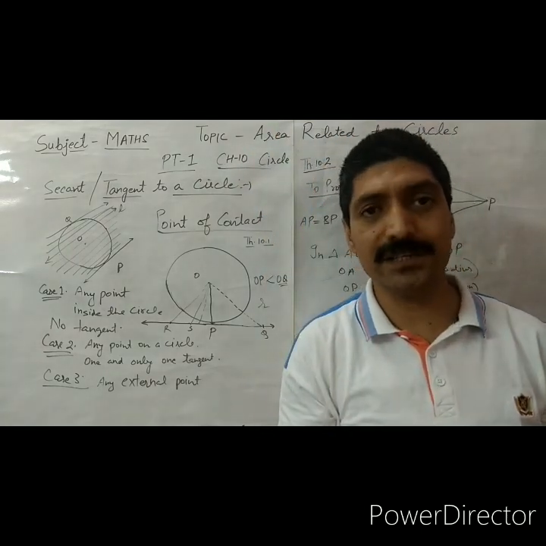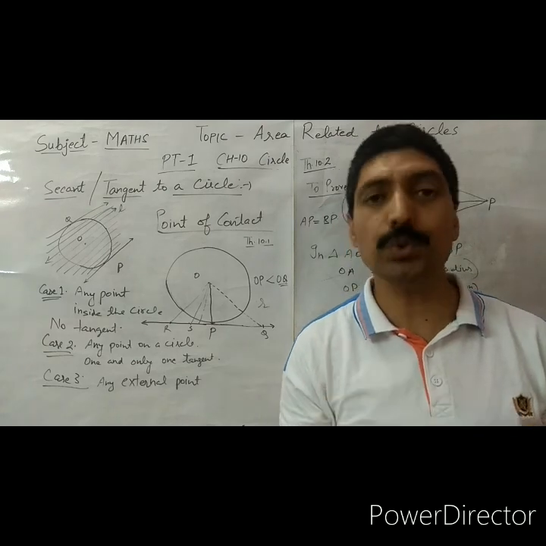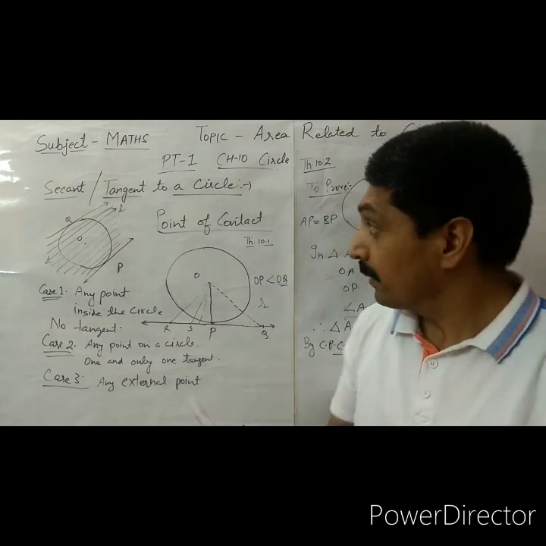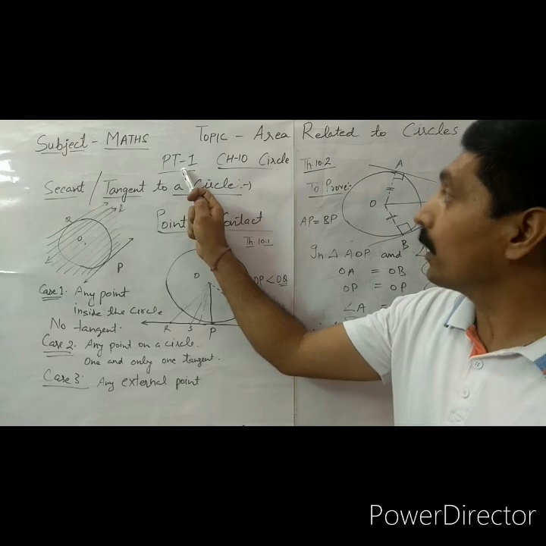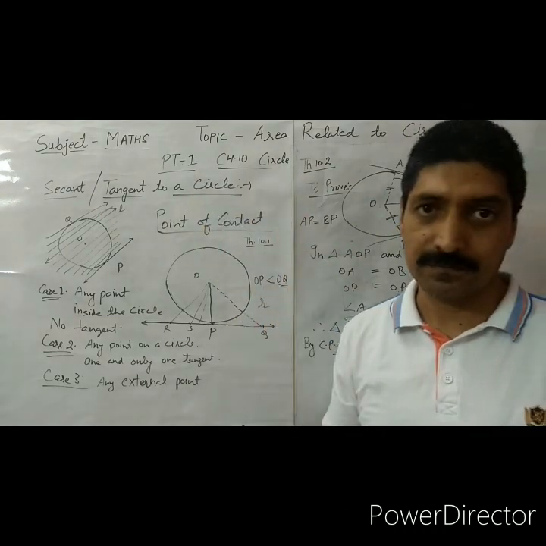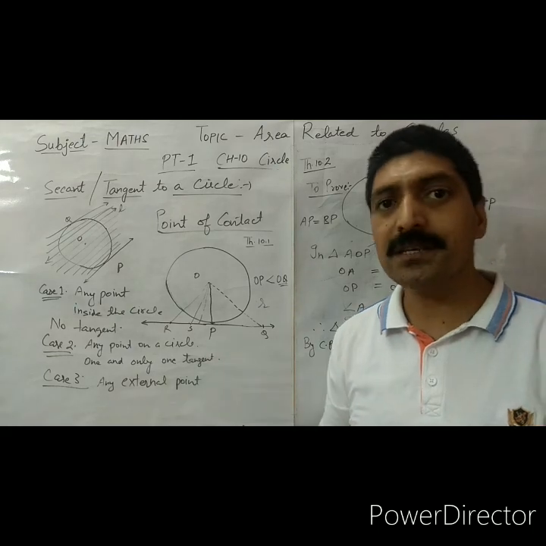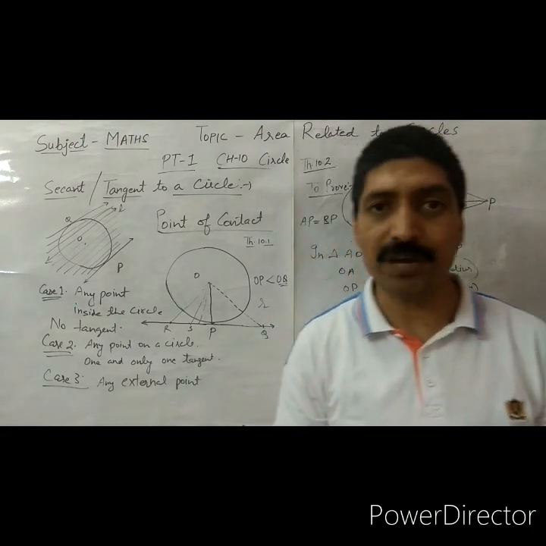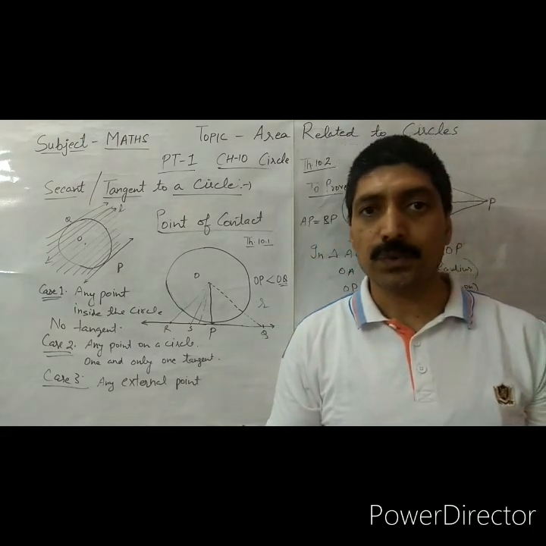Try to solve exercise 12.2, and for PT1 go on revising the chapter circle. I'm again saying this is a very, very easy chapter, so work hard.